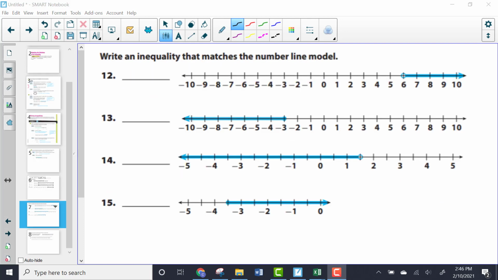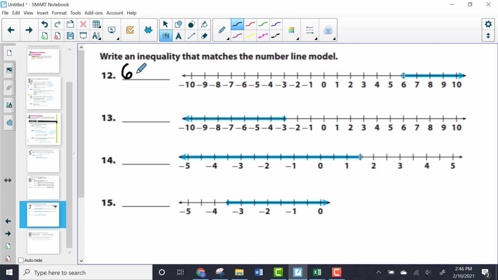Now we're going to do the opposite of what we just saw. It's asking us to write an inequality that matches the number line modeled. We're going to use the variable x. You really need to look at what number it starts at. We have 6 for this one. Think about everything that's shaded to the right being greater than 6.